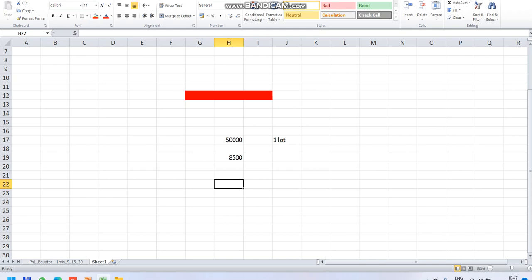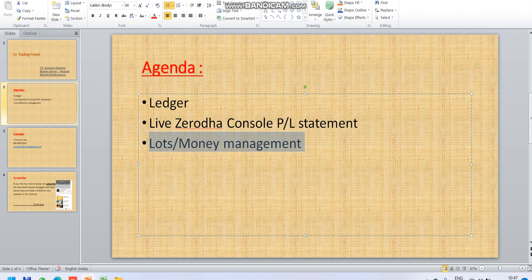If you ask me about the performance, 8,000 divided by 50,000, the percentage is around 17%. Very good. Even if you take out brokerages also, you will be having somewhere around 12% returns. I'll show you the brokerage part also in the live ledger calculation.